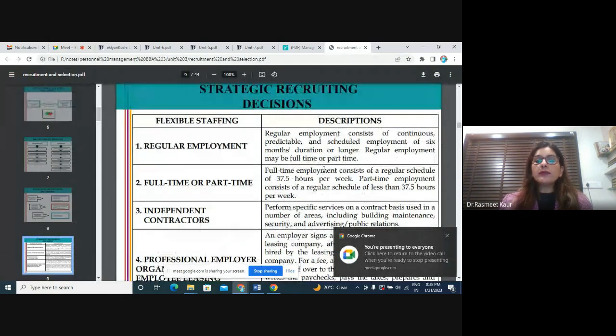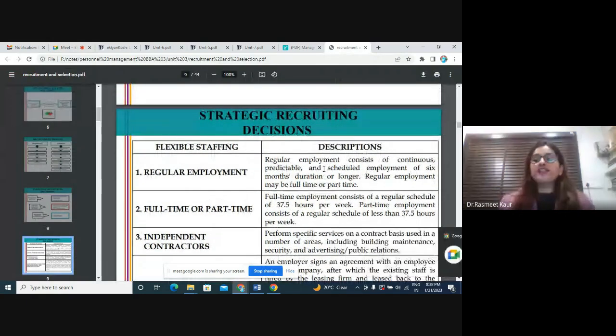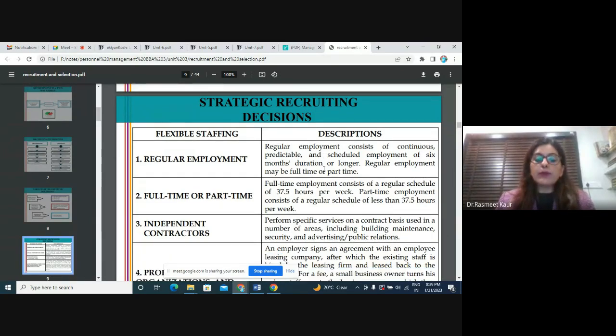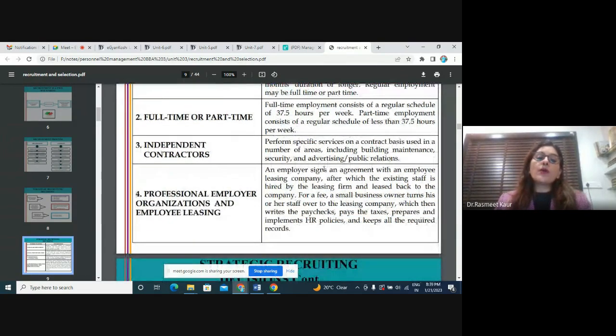I was just talking about the difference between the recruitment process at the organization level and at the individual level. Now we will be discussing a few types of employment. There are various types of employment. It could be a regular employment job. It could be full-time or part-time employment. It could be a job where you're talking about independent contractors.